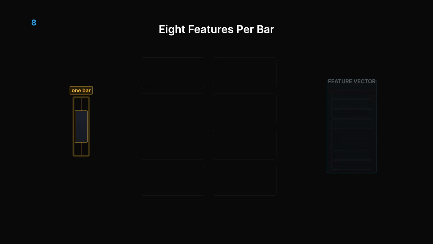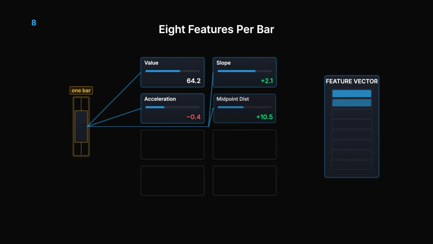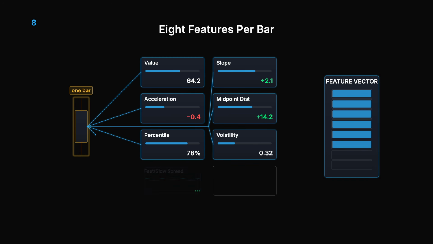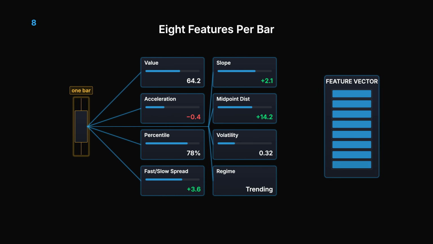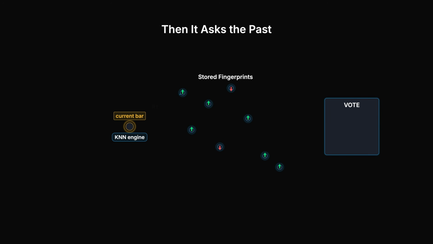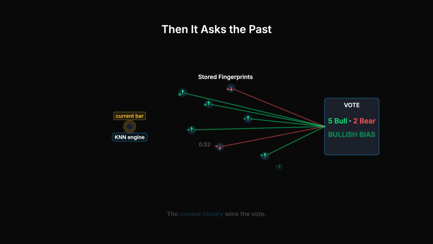Every bar is reduced to 8 RSI-derived features, including value, slope, acceleration, percentile, and the spread between a fast and slow RSI. Those are stored with the forward outcome they led to, and a k-nearest neighbor engine finds the closest historical analogs by a weighted distance, letting them vote on direction.